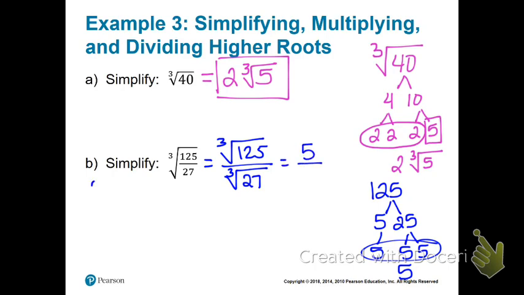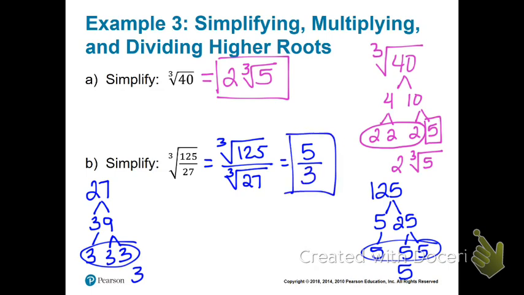And then we could do the same thing with the 27. It's 3 times 9, 3 is prime, and 9 is 3 times 3. Cube roots are 3 of a kind, so we find that the cube root of 27 is just equal to 3. And then 5 over 3 does not reduce, so there is our solution.